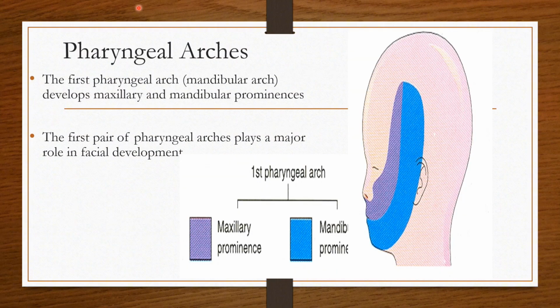So now we will discuss the first pharyngeal arch. This first pharyngeal arch has 2 components. In purple you can see the maxillary prominence and this one is the mandibular prominence. This first pair of the pharyngeal arch plays a major role in facial development.